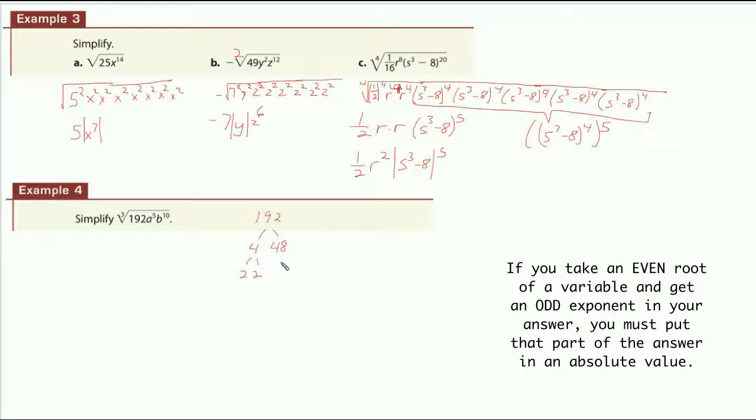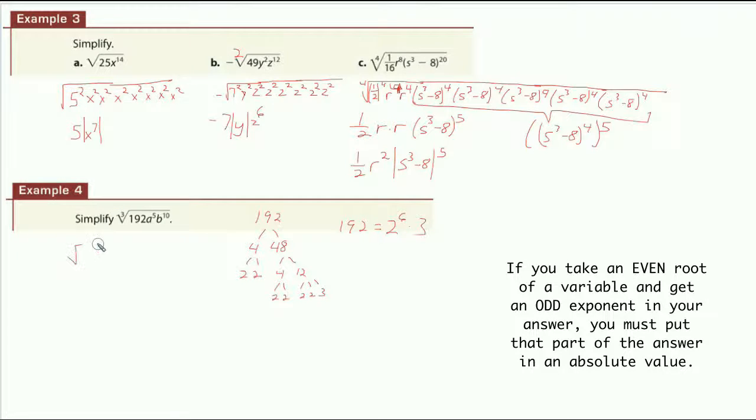This is 2 and 2. This is 4 and 12. So another 2 and 2. And hopefully we're familiar with 12 by now. That's going to be a 2, a 2, and a 3. So 192 is equal to 2 to the 6th times 3.